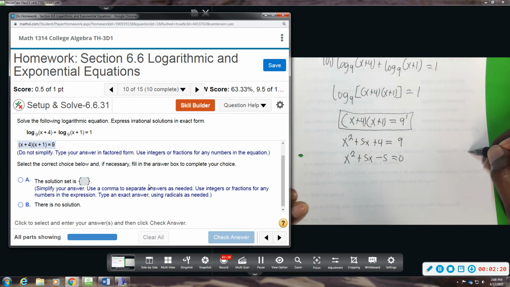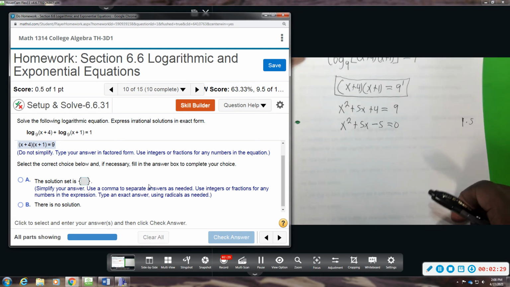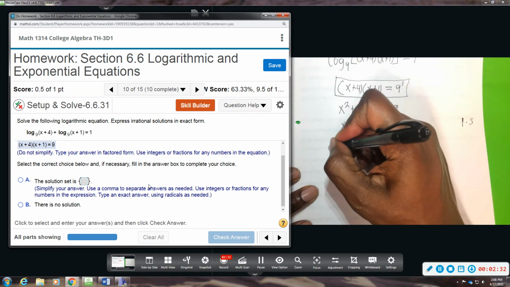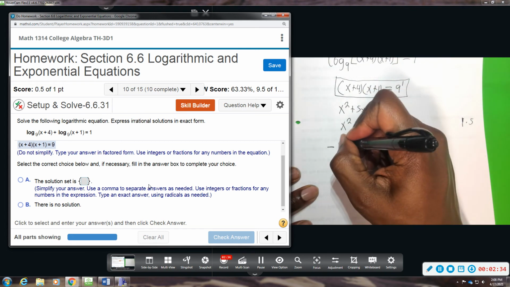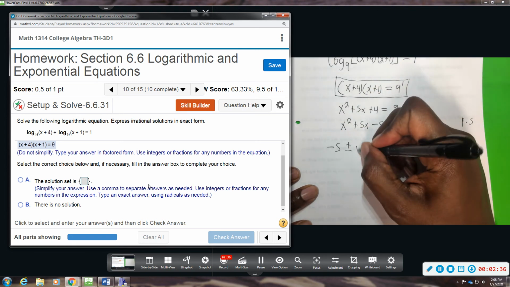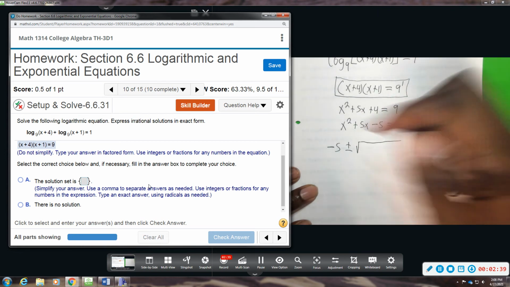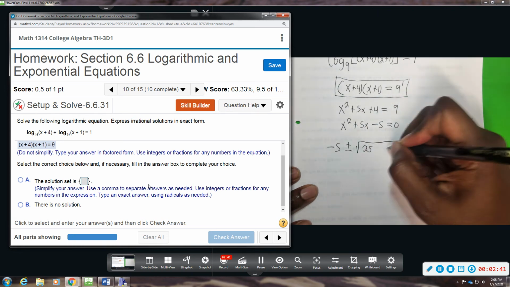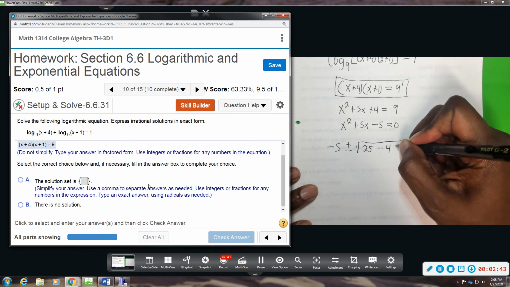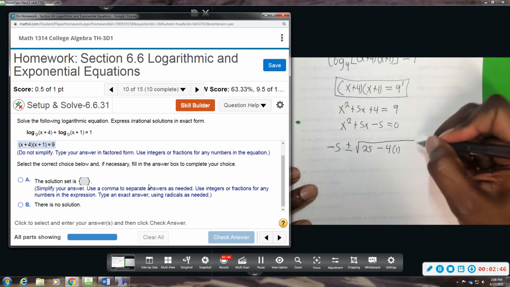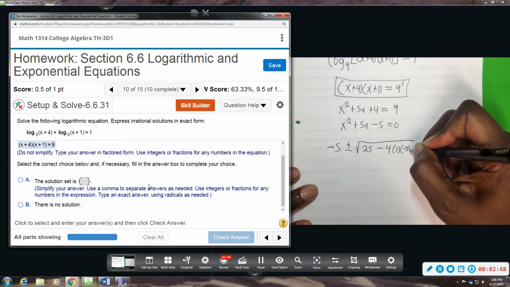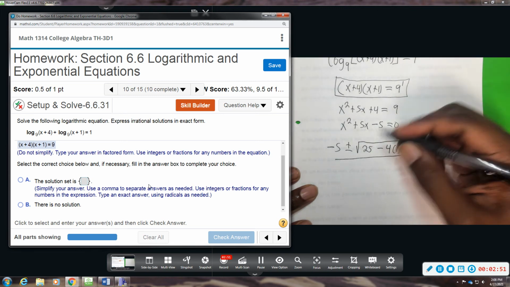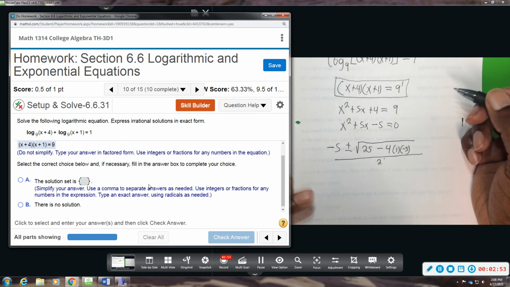Factors of 5 are just 1 and 5. That's a prime number. Can we subtract and get 5? No, we can't. So we cannot factor. We have to do the quadratic formula. So we're going to do negative b, negative 5, plus or minus the square root of b squared. So 5 squared is 25, minus 4 times a, which is 1, times c, which is negative 5. All of this is divided by 2a, or 2 times 1, which is just 2.